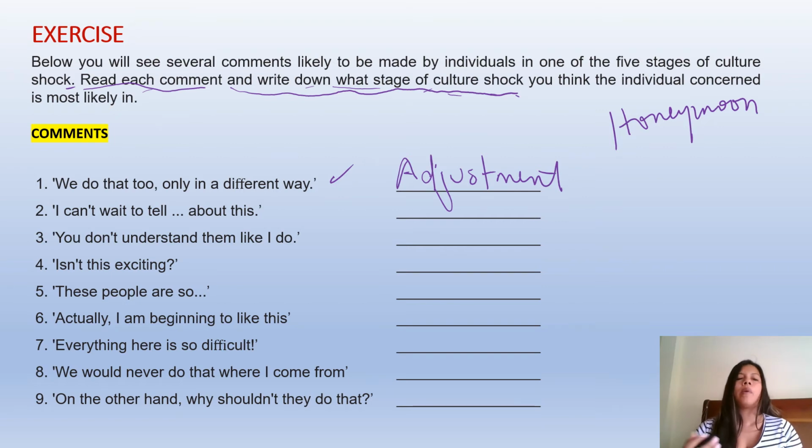Number 2, I can't wait to tell about this. Number 3, you don't understand them like I do. Number 4, isn't this exciting? Number 5, these people are so... Number 6, actually, I am beginning to like this. Number 7, everything here is so difficult. Number 8, we would never do that where I come from. Number 9, on the other hand, why shouldn't they do that?